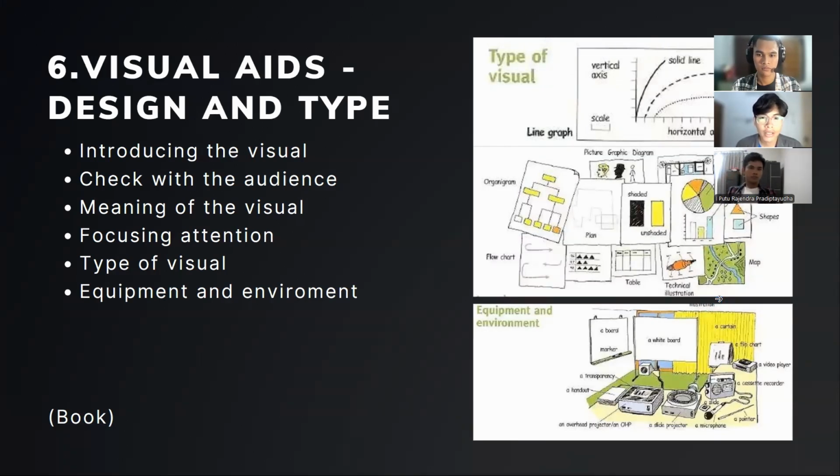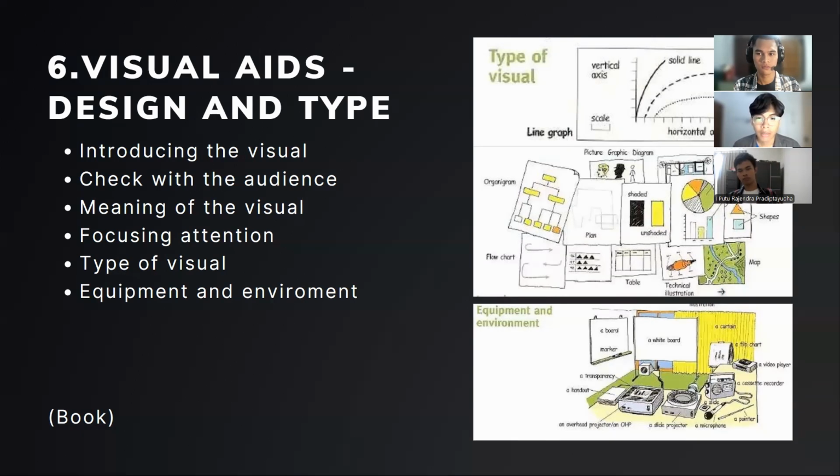The next one is check with the audience. We can say it like this. Is that clear for everyone? The next one is meaning of the visual. We can say it like this. This is a graph or a diagram which shows a blah blah blah blah. The next one is focusing on the attention. We can say it like this. I'd like to draw your attention to blah blah blah.